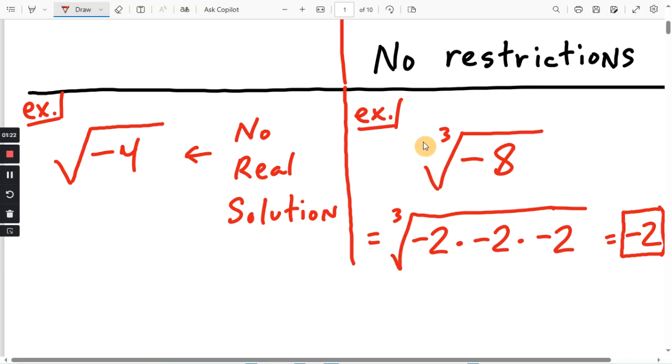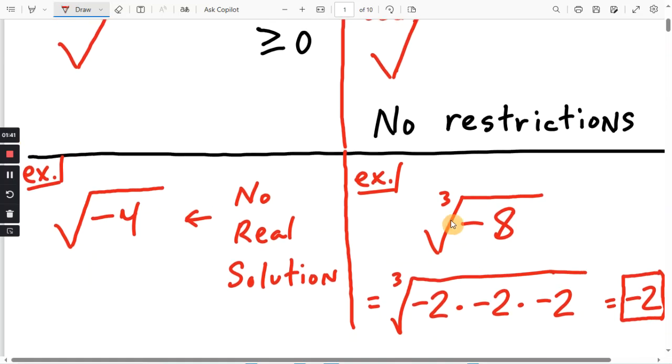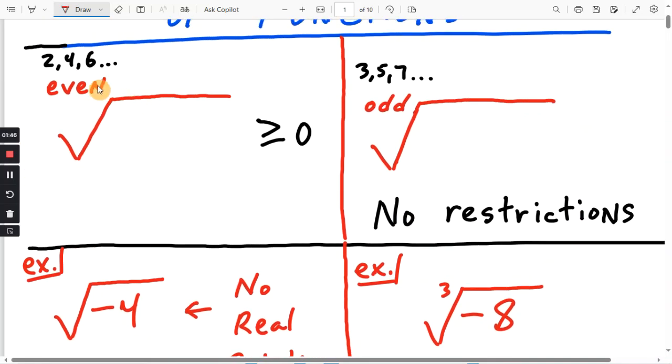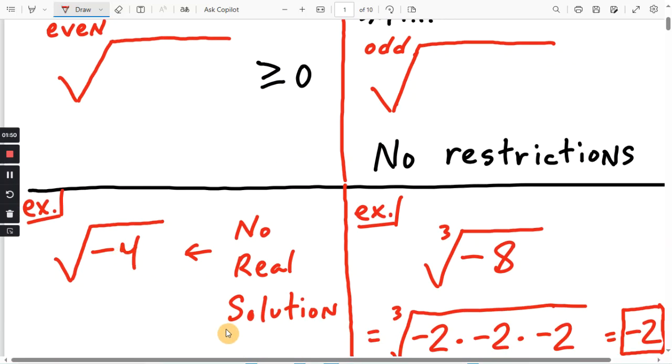However, for an odd root, let's say you tried to take the third root of -8. Well, the third root of -8 is the equivalent of -2 times -2 times -2, and the third root of that would just be -2. So like I said, for the odd root, like say the root is 3, there are no restrictions. But for the even root, it has to be greater than or equal to 0. Otherwise, you will get no real solutions.